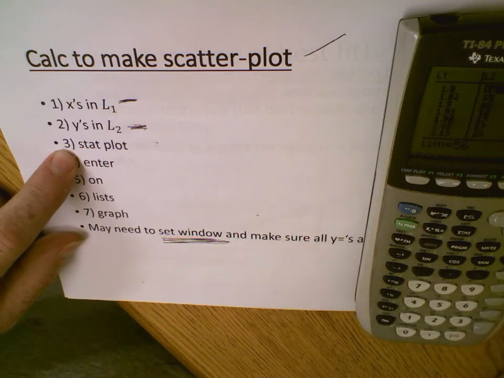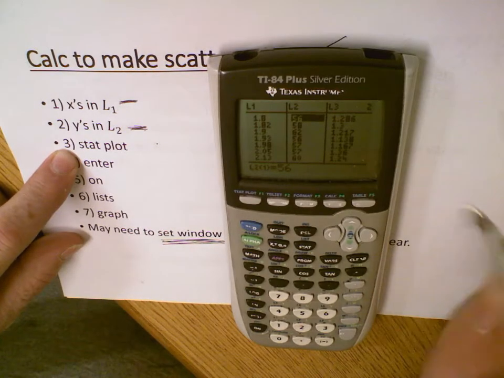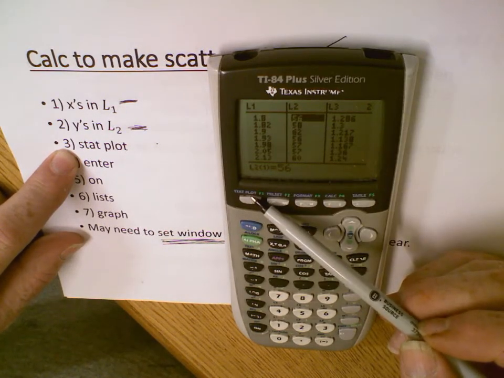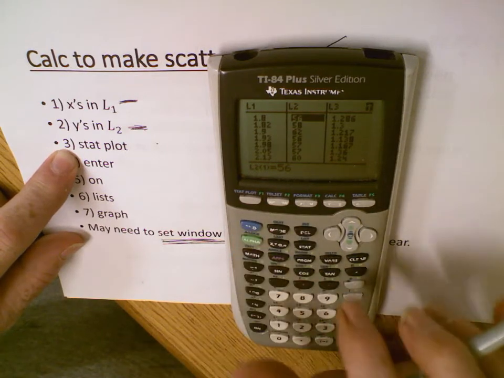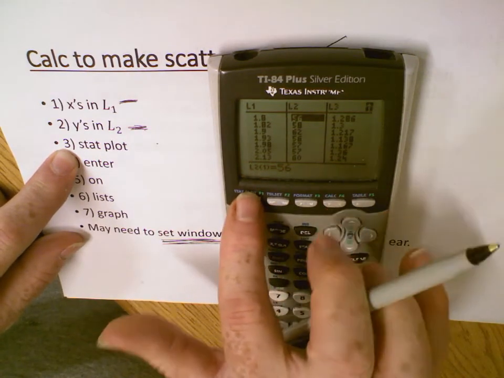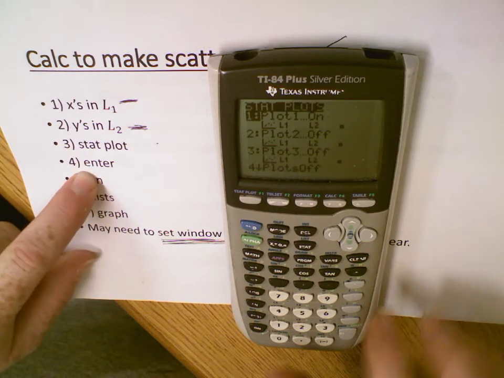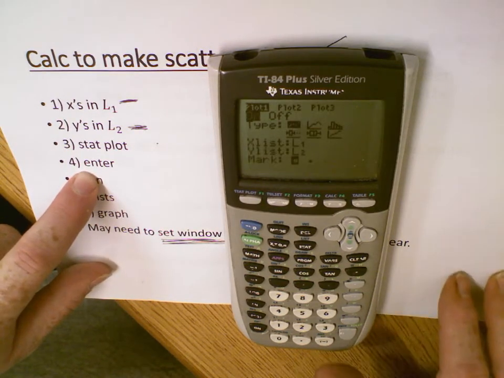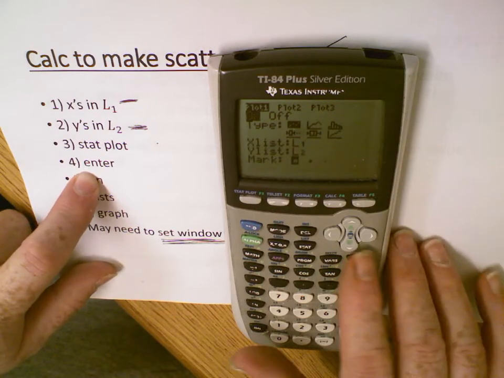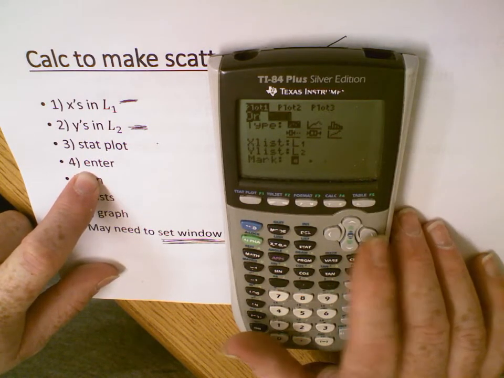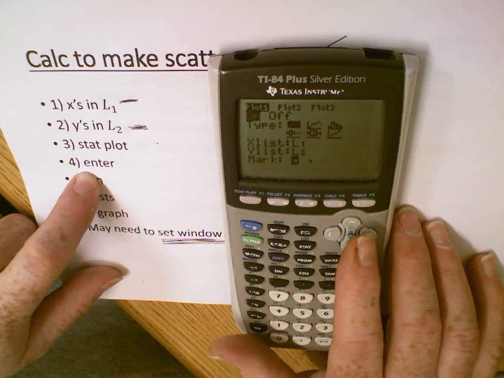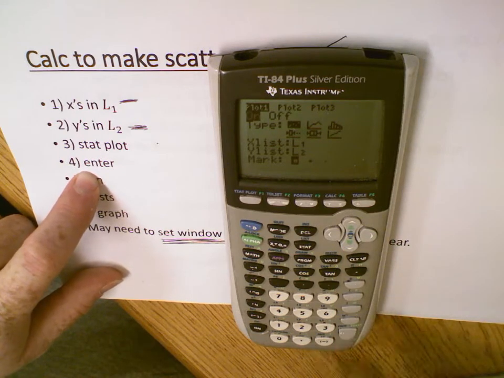Then you go to stat plot. Stat plot is right here. So what you have to do is you have to hit second and then hit this button, and it pulls up this screen. You hit enter. You want it turned on. It's usually turned off, but you want it turned on this time. So you go to on and hit enter.